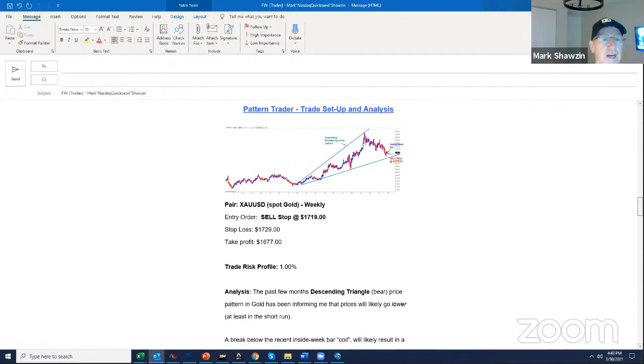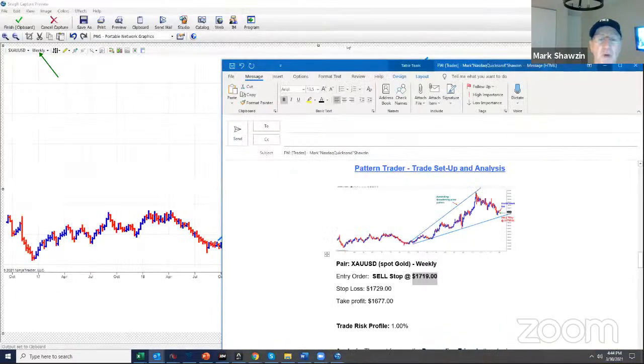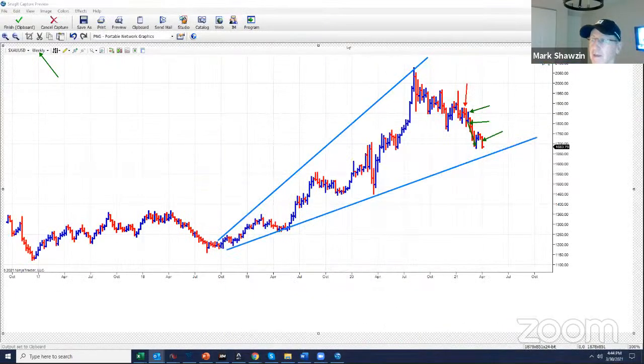And here was my analysis that I sent out on Sunday based on the weekly charts. Put a sell stop at 1719, and the market was trading, I don't know, at 1730. So this is where you let the market just find you. The market just collapsed into my sell stop, and now I'm making a bunch of money on that trade.